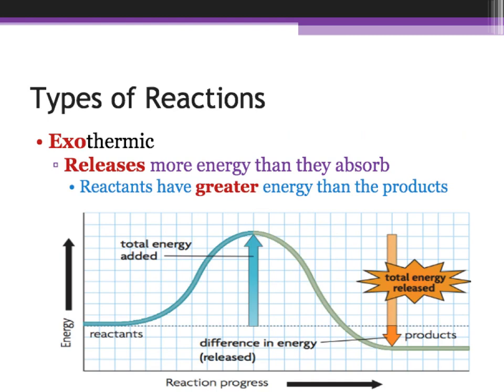Alright, so we have two types of reactions, like I mentioned. Exothermic is the first one. Exo means that the reaction is going to release more energy than it absorbs. So the reactants are going to have a greater energy than the products.